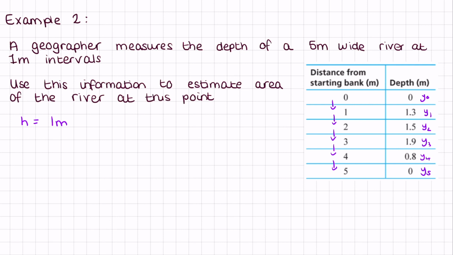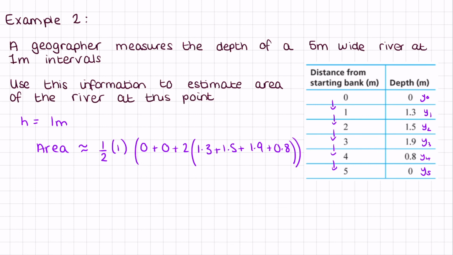And we can just put this straight into our equation. Now we don't have anything to write first, so we can just write the area is approximately and put everything in. It's a half times our h, a half times 1, multiplied by the first and the last value from the table, which will be 0 plus 0, plus 2 times all the values in the middle: 1.3 plus 1.5 plus 1.9 plus 0.8. Then you just put that into your calculator and you will get an approximate area of 5.5 metres squared. And that is how we do the trapezoidal rule.